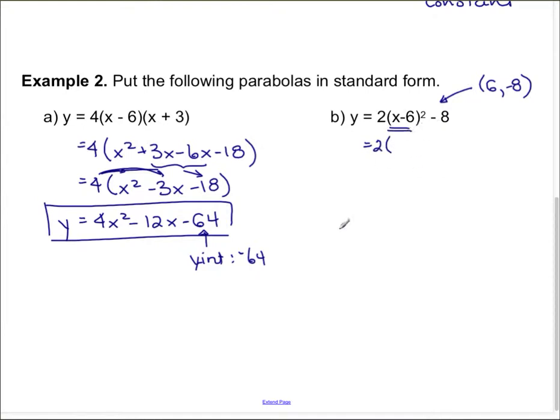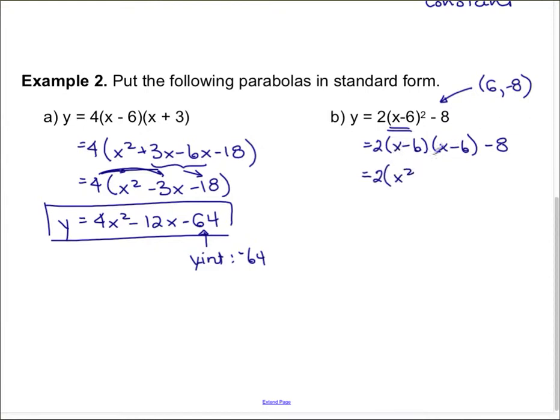2 bracket. Now remember, I've got to write 2 of these out. That's what the squared means. It means I have an x minus 6 times an x minus 6. And then that -8 is just hanging around on the end, waiting for a chance to jump in a little later. So we're going to multiply those brackets out. I'm going to leave the 2 out front.